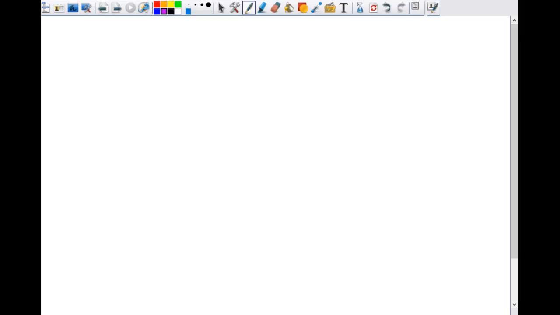So what we worked on yesterday was 45, 45, 90 special right triangles. They look something like this. This is 45 degrees, this is 45 degrees, this was x, this was x, this was x root 2.